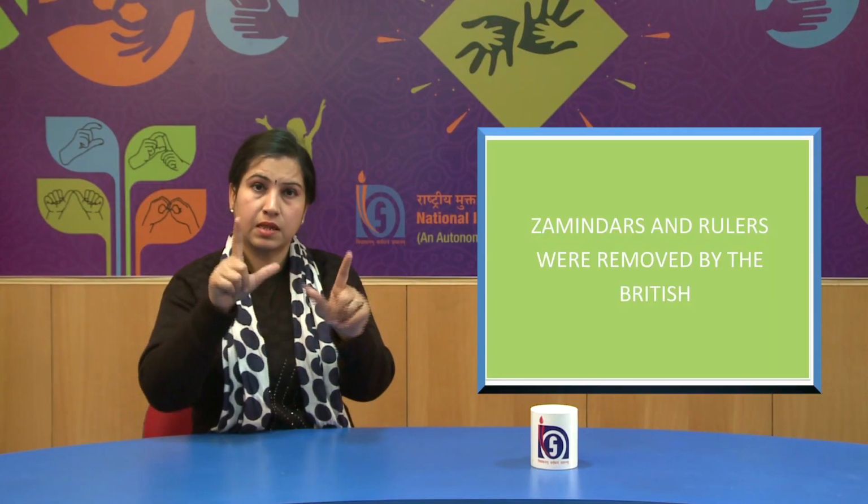The rulers and zamindars who had been removed from their place also hated the foreigners, and they rebelled because they wanted to get back their former status. They wanted to be free from this unwanted pressure.